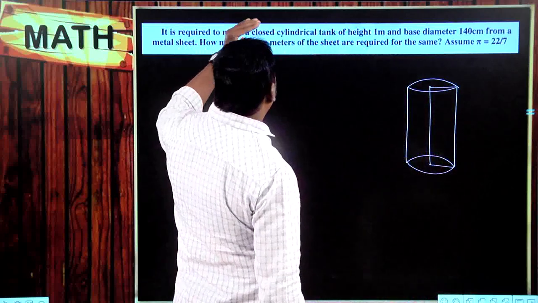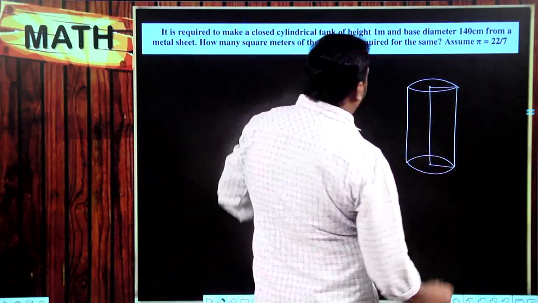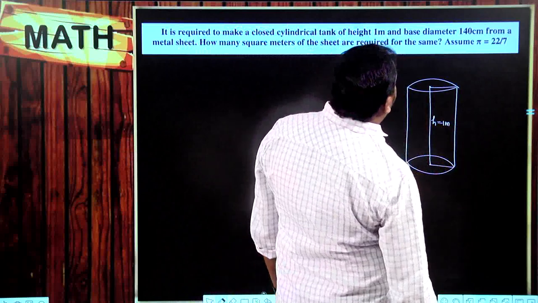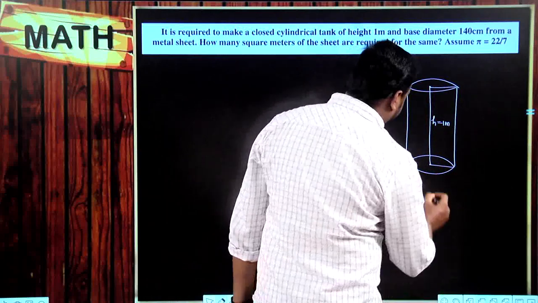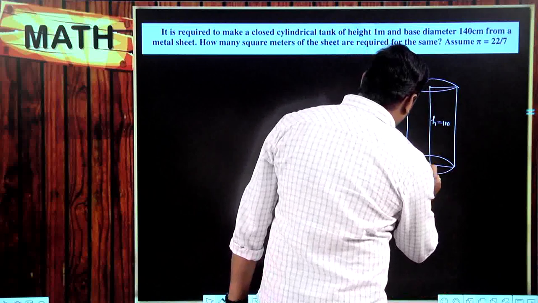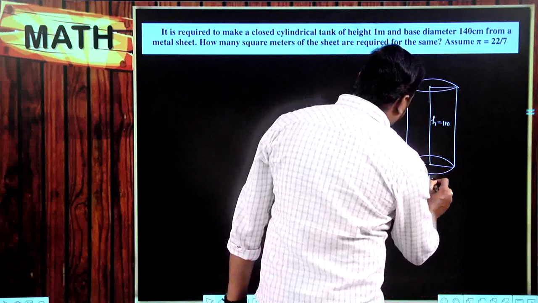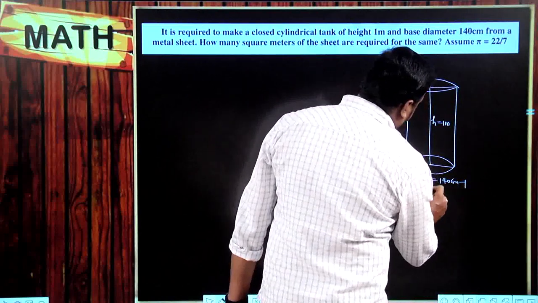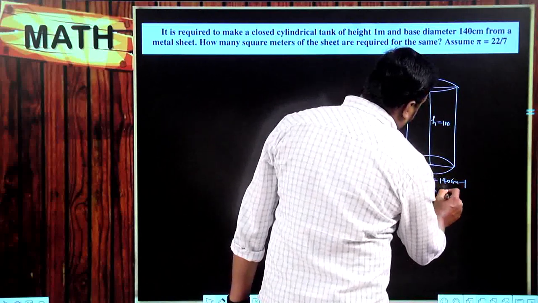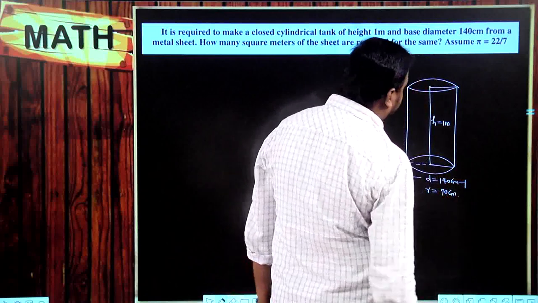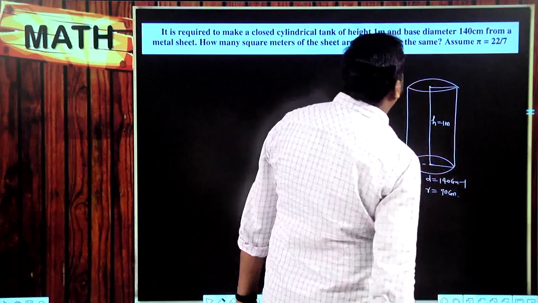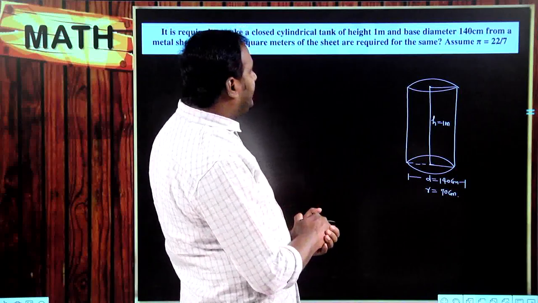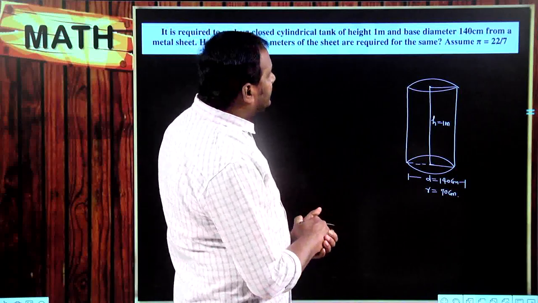So, it is required to make a closed cylindrical tank of height 1 meter. So, height is going to be 1 meter. And the base diameter is going to be 140 centimeters. So, this entirely is the base diameter, diameter is equal to 140 centimeters. If diameter is equal to 140 centimeters, radius is equal to 140 by 2, which is 70 centimeters, right. See here height is equal to 1 meter, and now from a metal sheet.